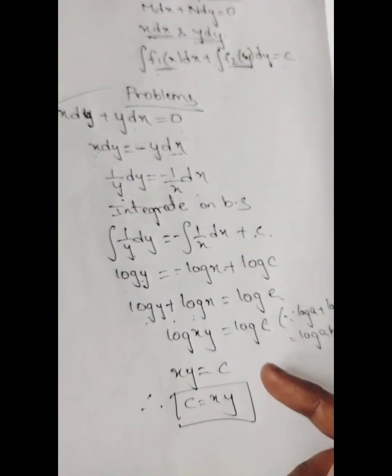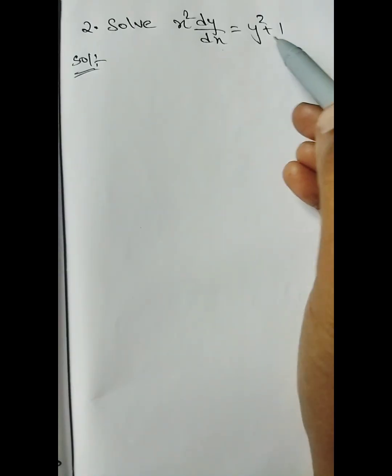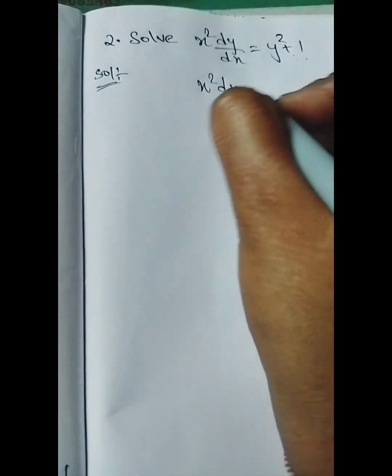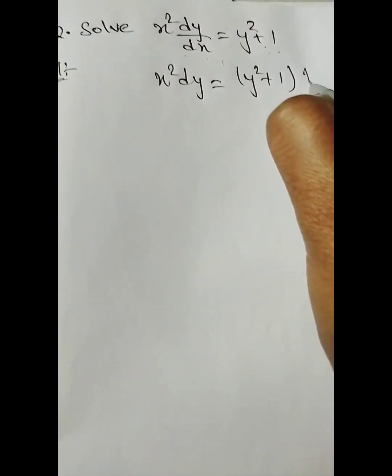So now let us go for another sum. We go to the second sum. Solve x square dy by dx equal to y square plus 1. Let me send this dx to the right hand side first. So it becomes x square dy equal to y square plus 1. I'll put this whole term in one bracket into dx.